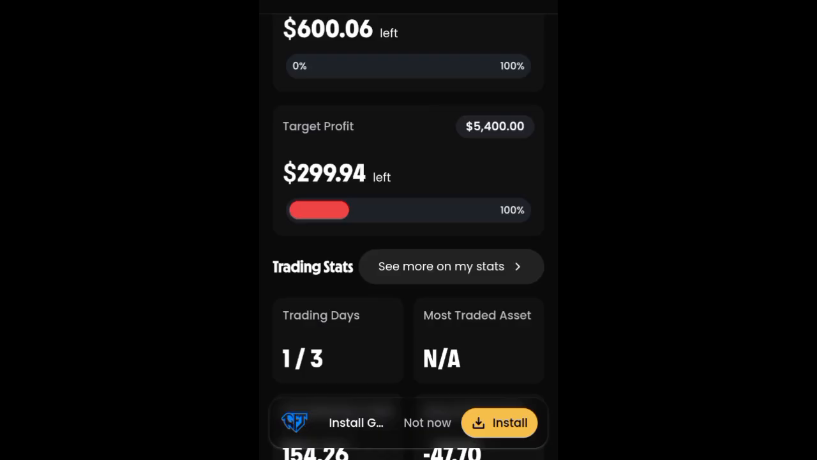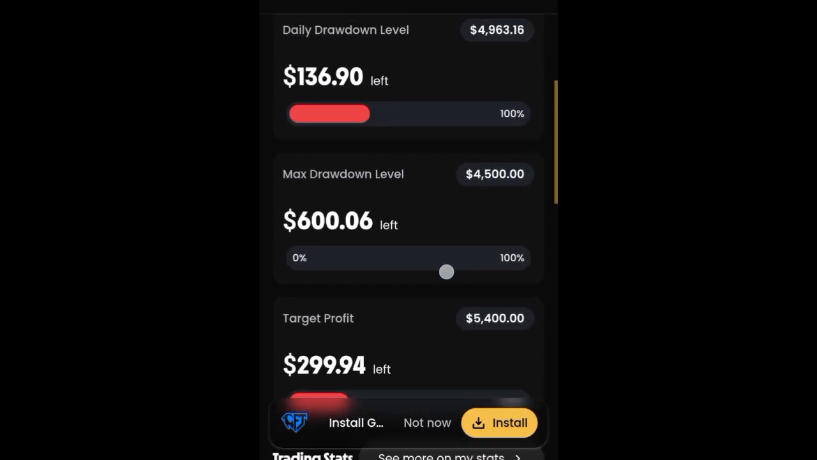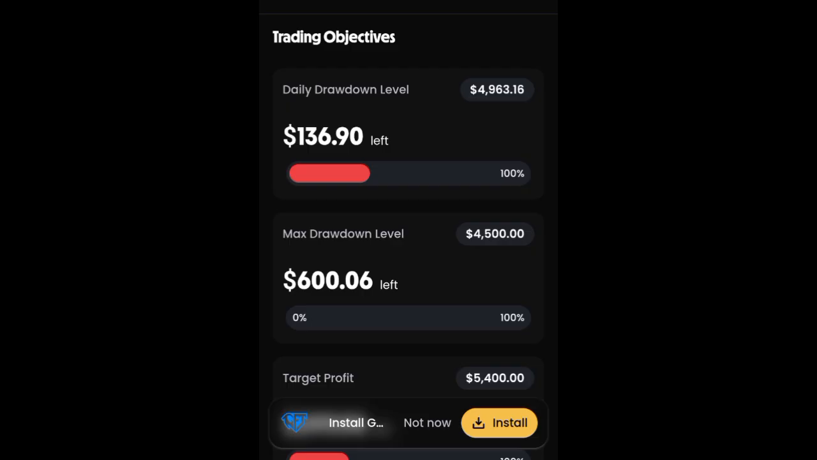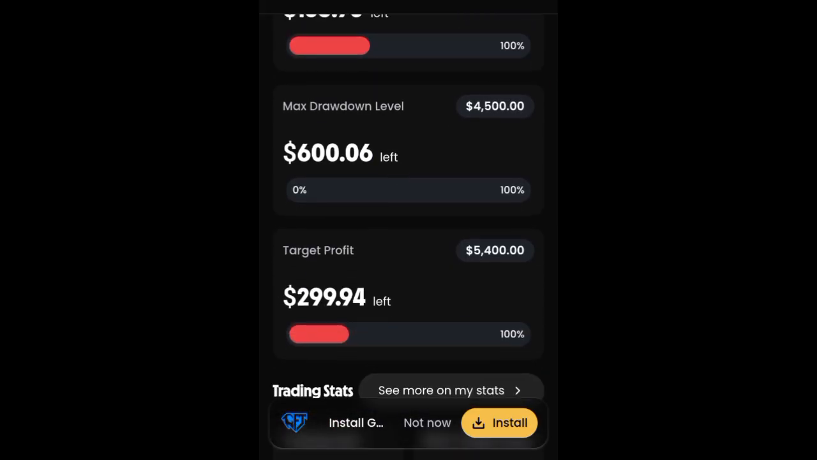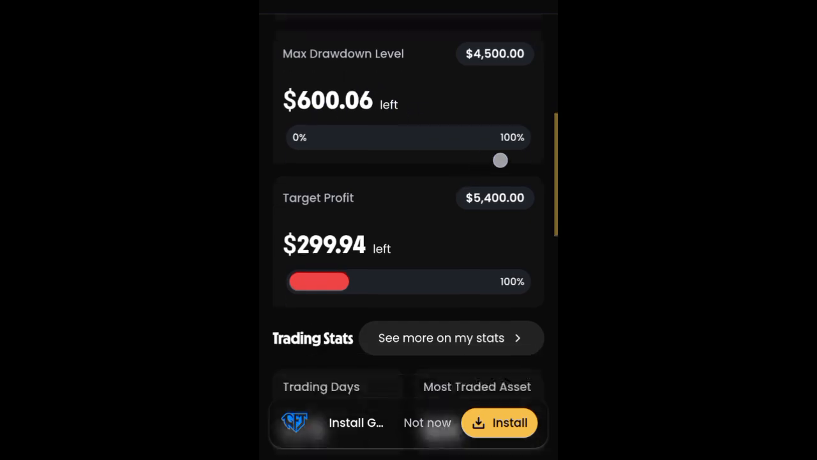Welcome to my dashboard. As you can see, this is my daily drawdown level because I took that loss. So this is actually my current daily drawdown level. Now, my max drawdown level is 600 because it is static drawdown, so I'm still up 2%. That's why. So this one is my profit target.